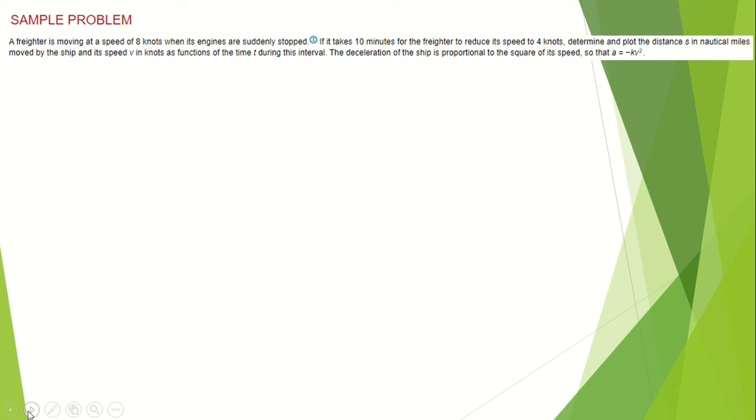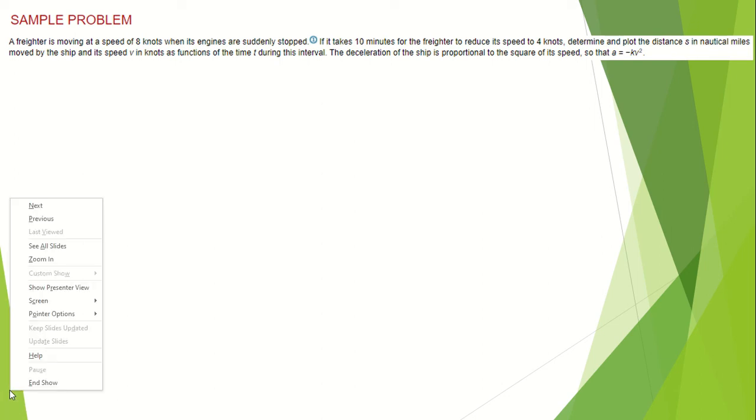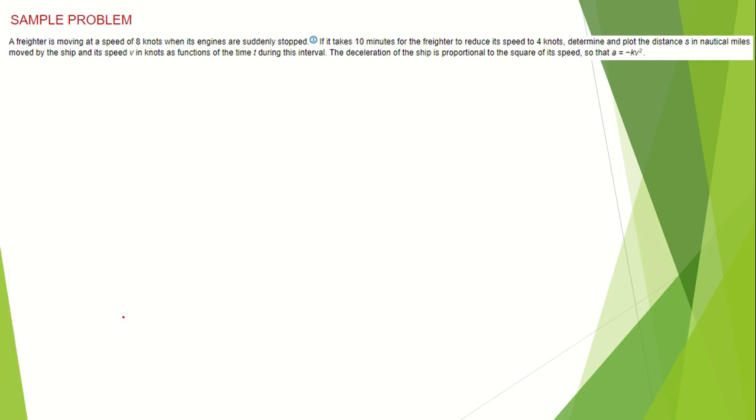A freighter is moving at a speed of 8 knots. So, what is a freighter? When we talk about knots, this is the unit of measurement of speed, so it means something that is moving in the water. If you don't know what a freighter is, just imagine a ship. So a freighter is moving at a speed of 8 knots when its engines are suddenly stopped.